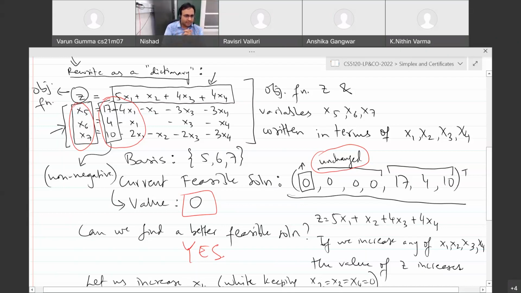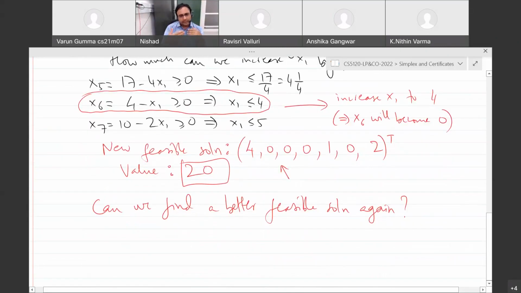Basically, we are going to do some substitutions, and we are going to write a new dictionary in such a way that we can again easily find a better feasible solution, right? So the point is, it's not so easy unless we write a new dictionary. Okay, so what did we do before?